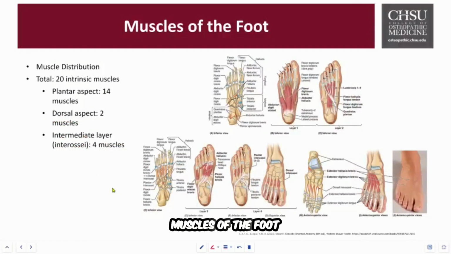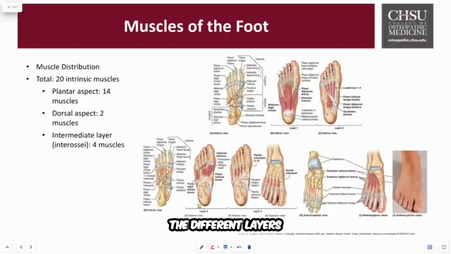The muscles of the foot. There are 20 intrinsic muscles of the foot. 14 of them are located on the plantar surface, with 2 of them on the dorsum, and 4 of them interosseous in the intermediate layer. These muscles coordinate the fine motor control for balance, toe movement, and arch support. Any dysfunction can contribute to deformities like claw toe, hammer toe, and flat foot. This is shown in patients that have diabetes or even chronic overuse of the foot.